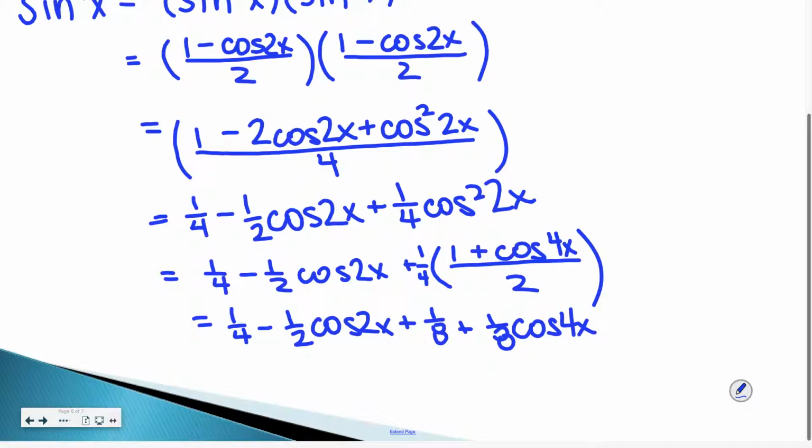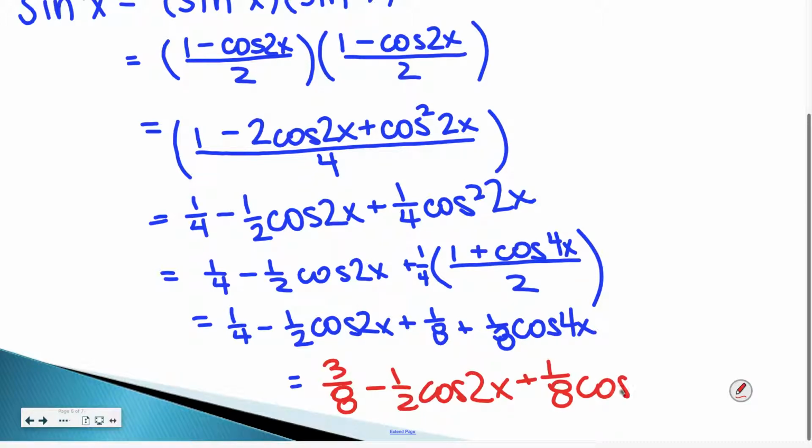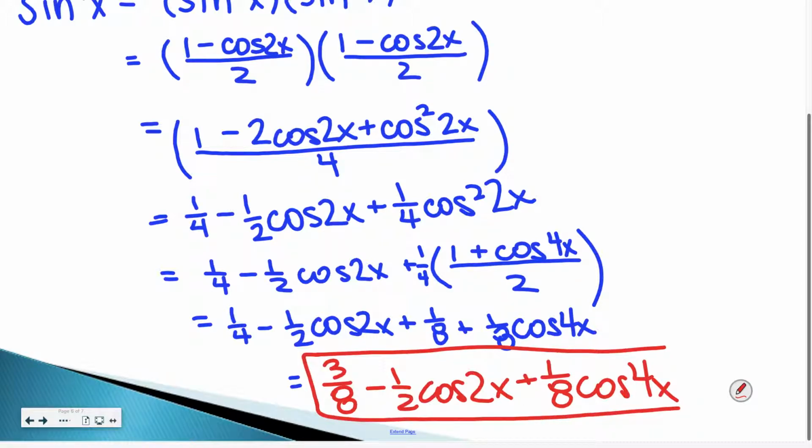One more step. Are you ready? What is 1/4 plus an 8? 3/8. Now we have no powers greater than 1 on our cosine. I like the sign.